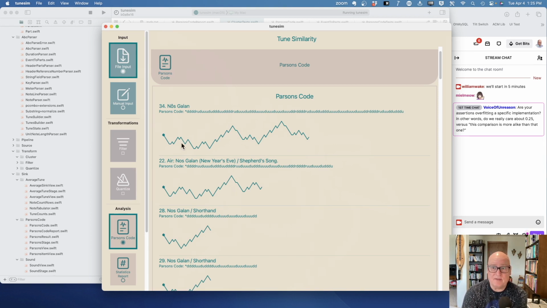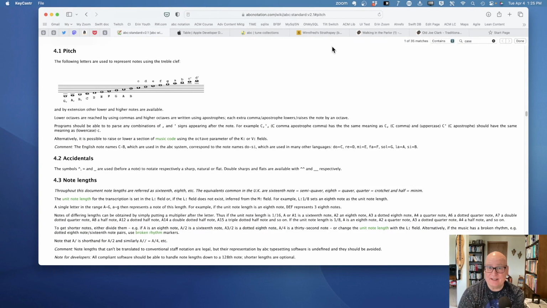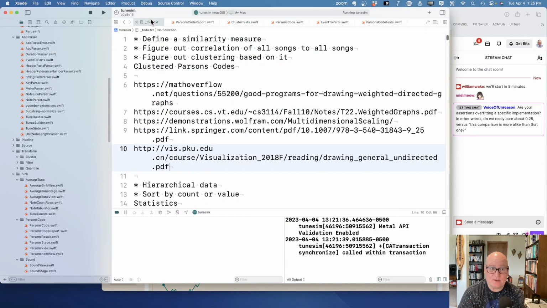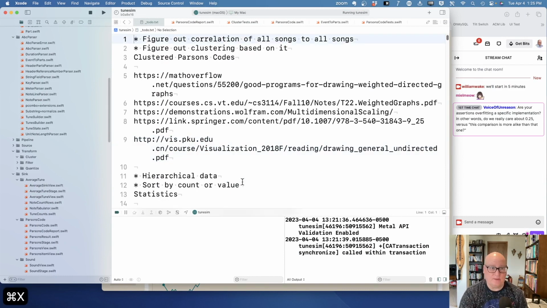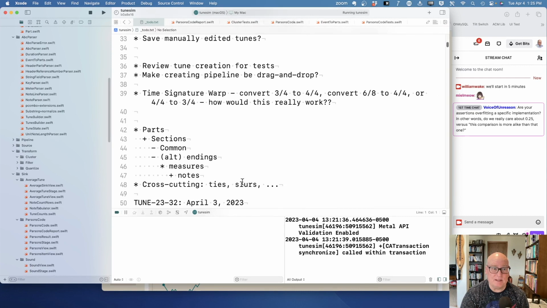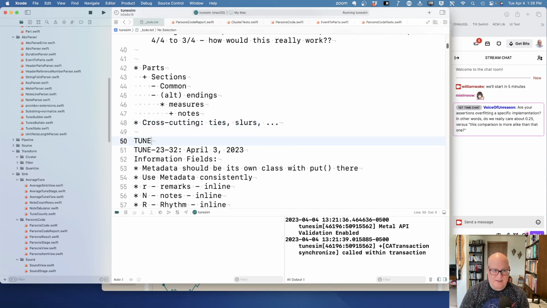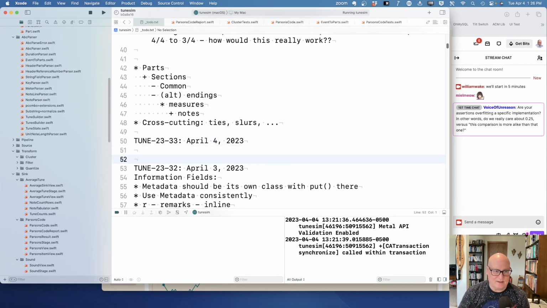But I think I'm going to move into the research portion of today's show. I don't know the right answer for how to best compare these graphs. So let's see. Define a similarity measure. Okay, we've defined it. It's maybe not perfect, but it's defined. So let's track that as done. April 4th. Wow. Okay.